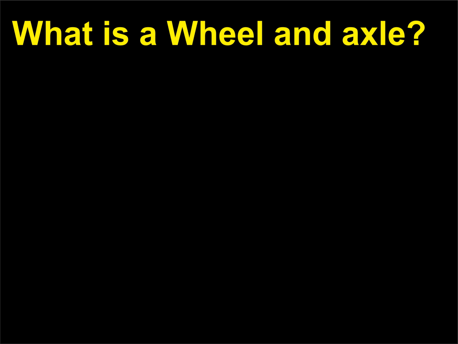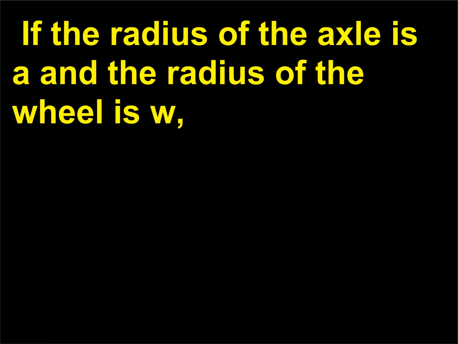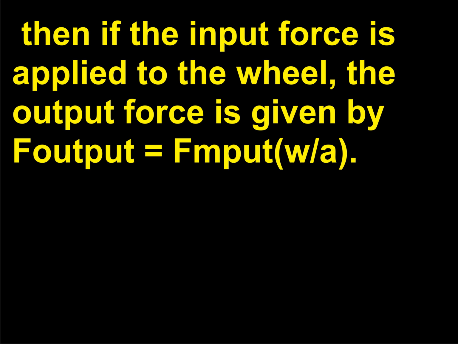What is a wheel and axle? A simple machine. If the radius of the axle is A and the radius of the wheel is W, then if the input force is applied to the wheel, the output force is given by F_output equals F_input times W/A.